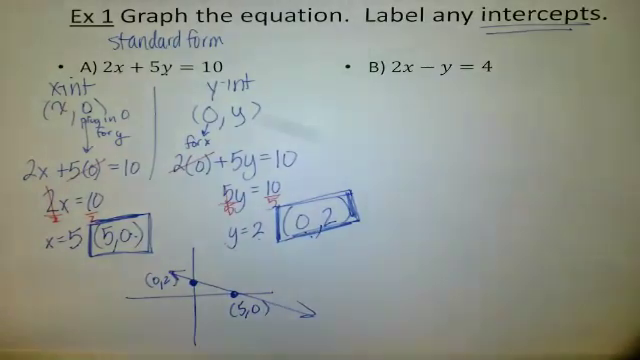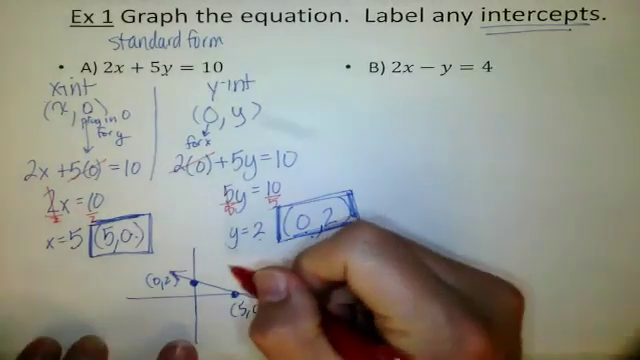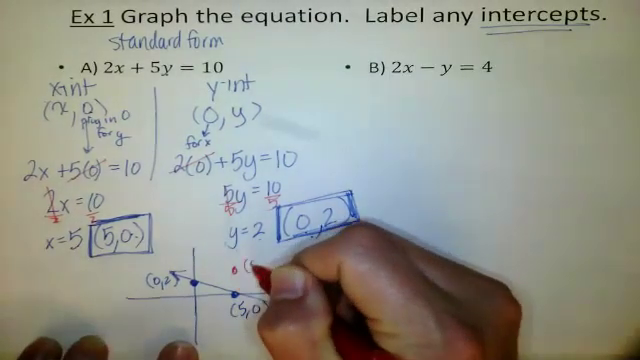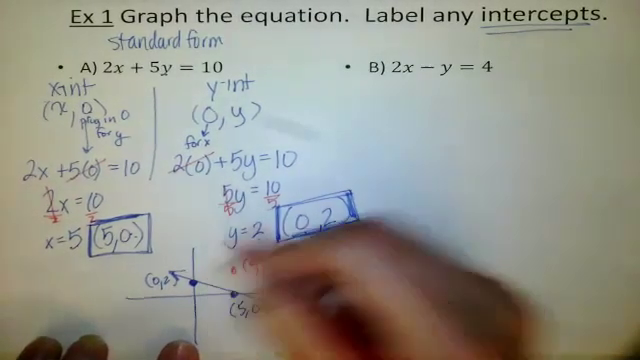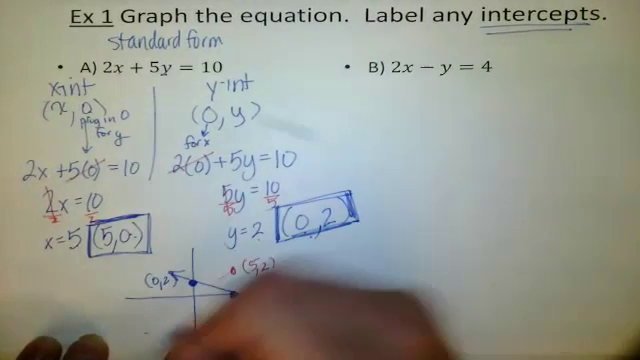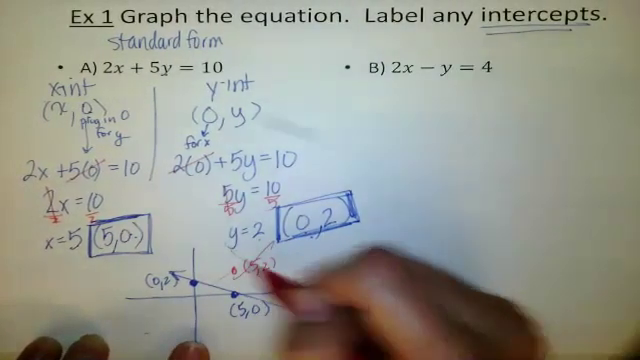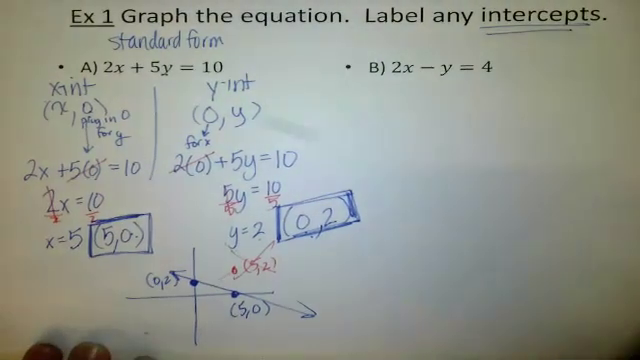A lot of people like to do this. They like to plot the 5, 2. And then they're like, where's the line? And so they go through the origin. That's not right. Don't do that. Okay. All right.